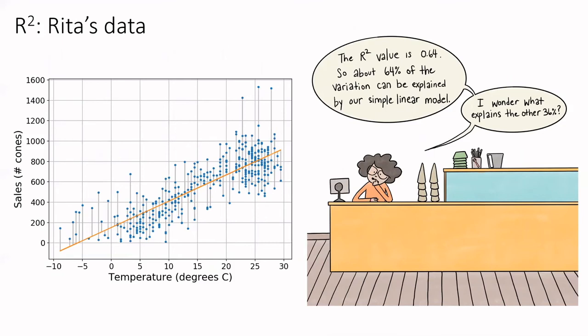The R squared value for Rita's data is 64. Remember that when R squared is 0, 0% of the variation can be explained by that simple linear model. When the R squared is 99, 99% of that variation can be explained by our linear model. So Rita's R squared value is 64, meaning that 64% of that variation can be explained by the linear model. And 36% of those ice cream cone sales are not directly related to temperature.